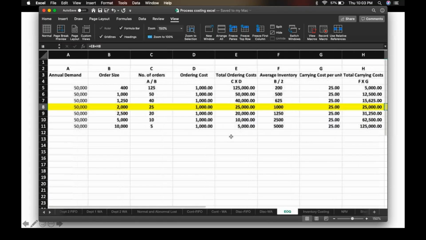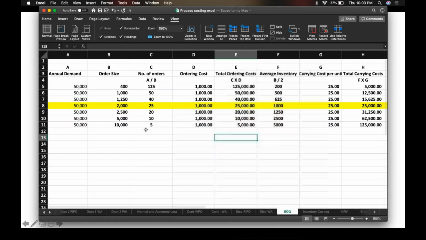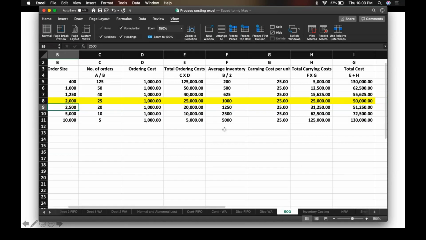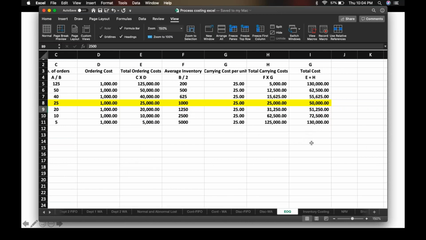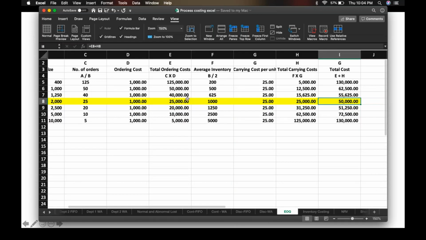So changing the number of size per order from 1,000, 1 to 50, or making it higher than 2,000 to 5,000, and 10,000 will result to a different total cost. And comparing the different total cost, the least cost is at EOQ, which is 50,000. That is, the ordering cost is equals to the carrying cost.